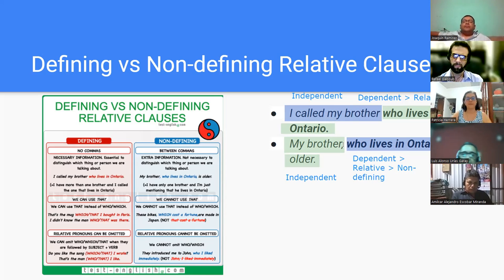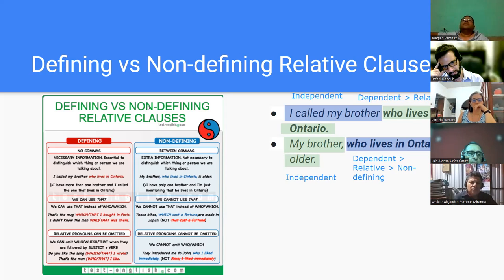I could say, my girlfriend, who is beautiful, right, lives in Mexico, for example. I could say something like that, correct? And that who is beautiful is extra information. Got it? All right. It's extra information. So that is the difference between both. Okay. What is another difference that we have?